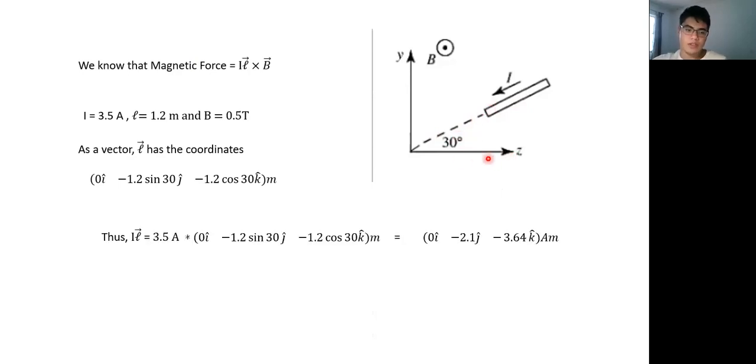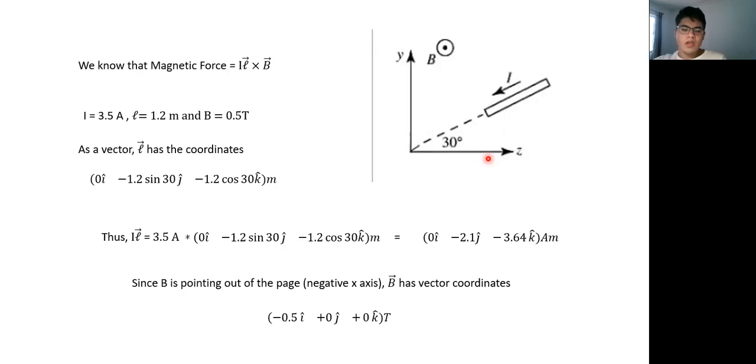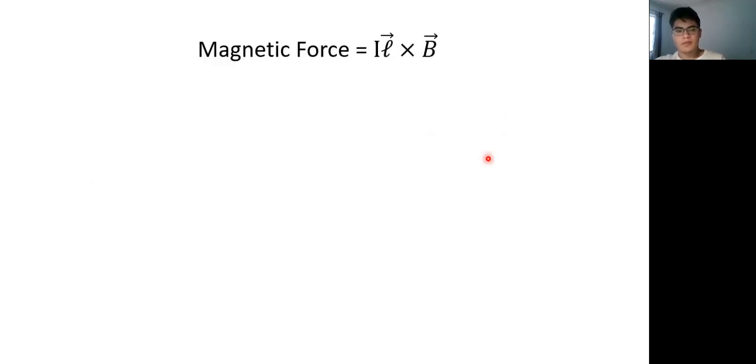And thus the current multiplied by this vector is just 3.5 times that vector coordinate, and that's going to be equal to 0i minus 2.1j minus 3.64k. And the units are now going to be amp meters. And since B is pointing out of the page and it's in the negative x-axis, the vector coordinate for B is going to be negative 0.5i plus 0j plus 0k, in the unit of teslas.